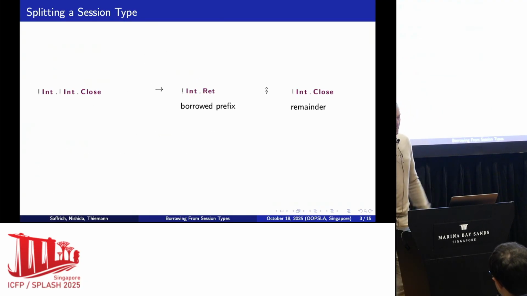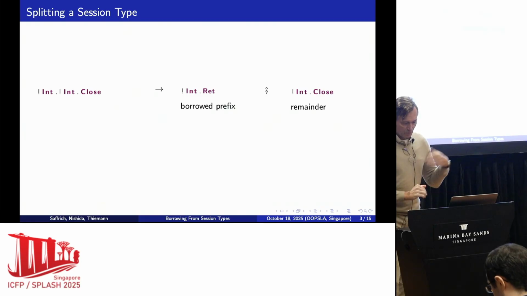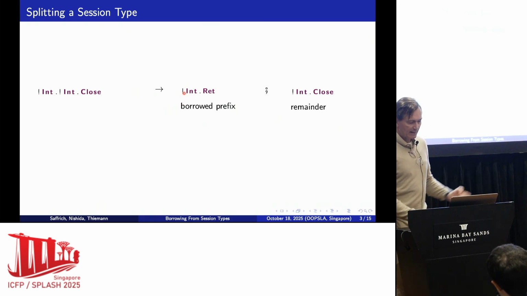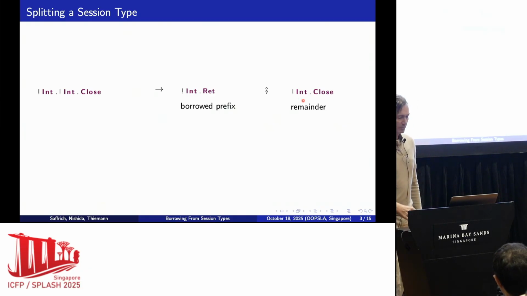So what we are suggesting is that we introduce a split primitive for session types, which is very similar to what you would do in a borrowing style. And the idea is, if you have a channel type like this, send two integers and then close, then using a notion of borrowing, which we implement here as a split primitive, you can split it into a borrowed prefix that says, hey, send an integer and then return. And then this gets composed with the remainder, the continuation channel as we had it before.